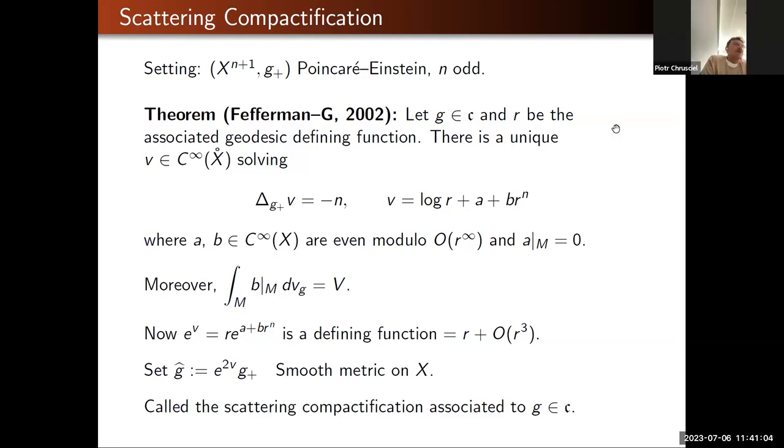But if you change your compactification, then it's going to change. Yes, it's going to change, in a controlled way, of course. It will change conformally. That's true. There is a scattering compactification determined by a choice of representative; for every choice of representative you get a different scattering compactification. We're only going to need one of them, but yes, there is more than one. There's one associated to each choice of scale at infinity.